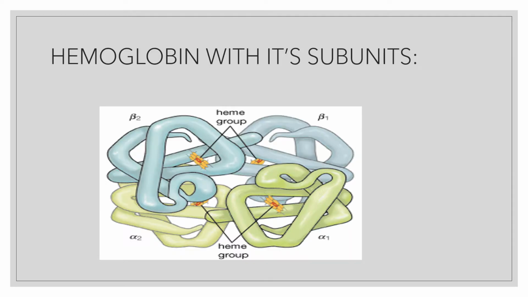So, hemoglobin with its subunits. See here, these are the subunits: alpha 1, alpha 2, beta 1, beta 2. These are the heme groups. At the center here you can see iron, that is ferrous.